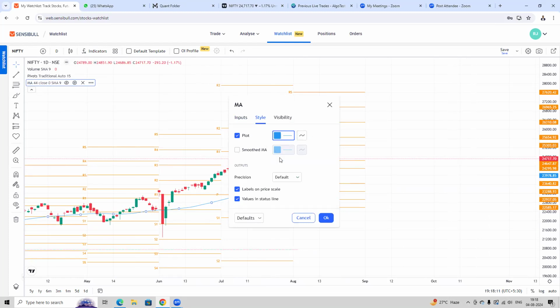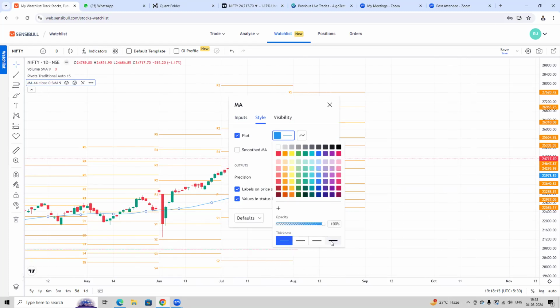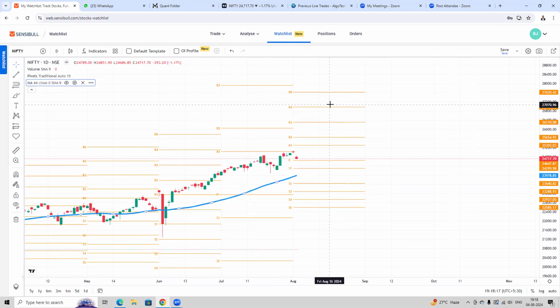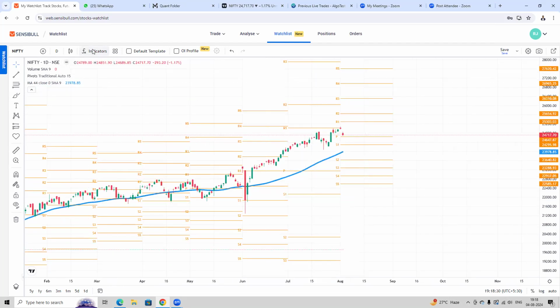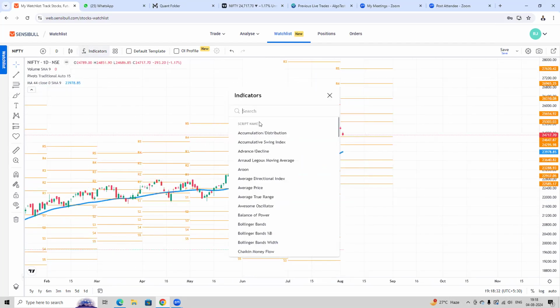Where is to have this thickness? I think thickness is here. So this blue line is the moving average. Okay, it's a 44 days moving average. So when you should enter is, like, one more indicator, you can just have it as the same moving average.